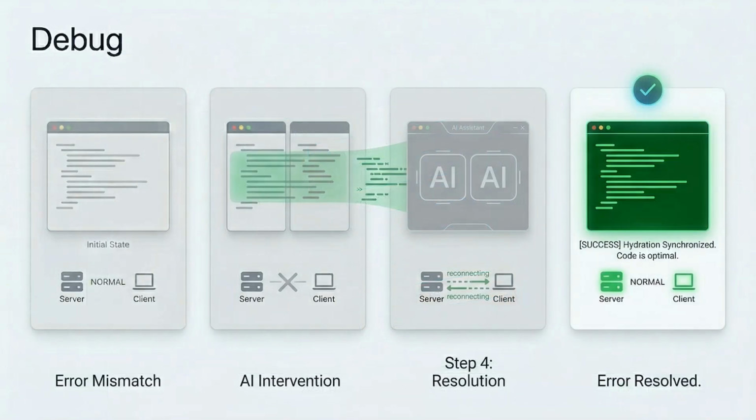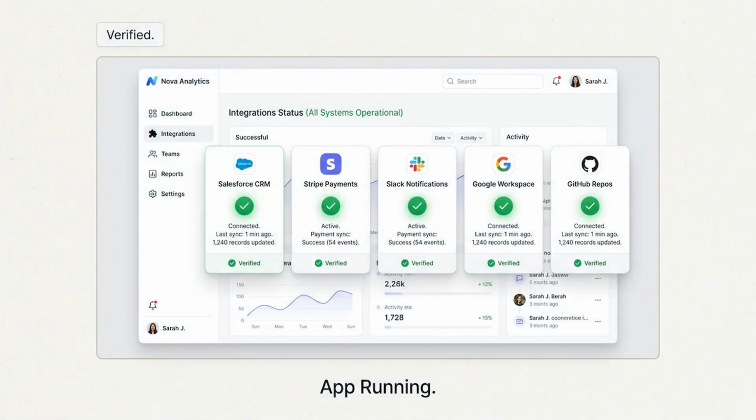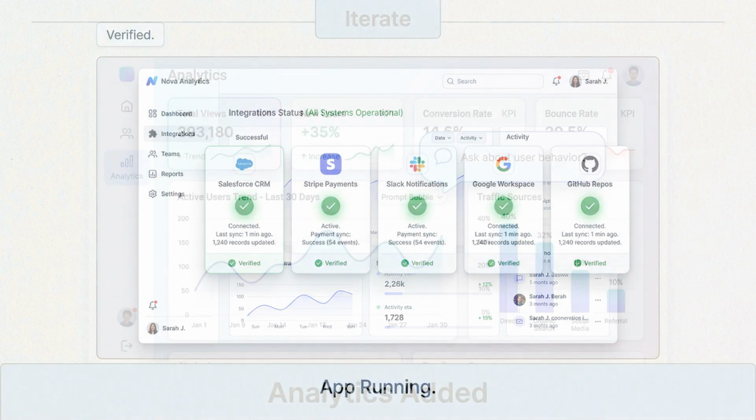An error appears: hydration mismatch. Copy the error and prompt in Cursor: fix this error. AI analyzes and updates the code. Refresh resolves the issue instantly. Start the app again with npm run dev. Verify the dashboard loads, navigation works, and the login flow is functional.